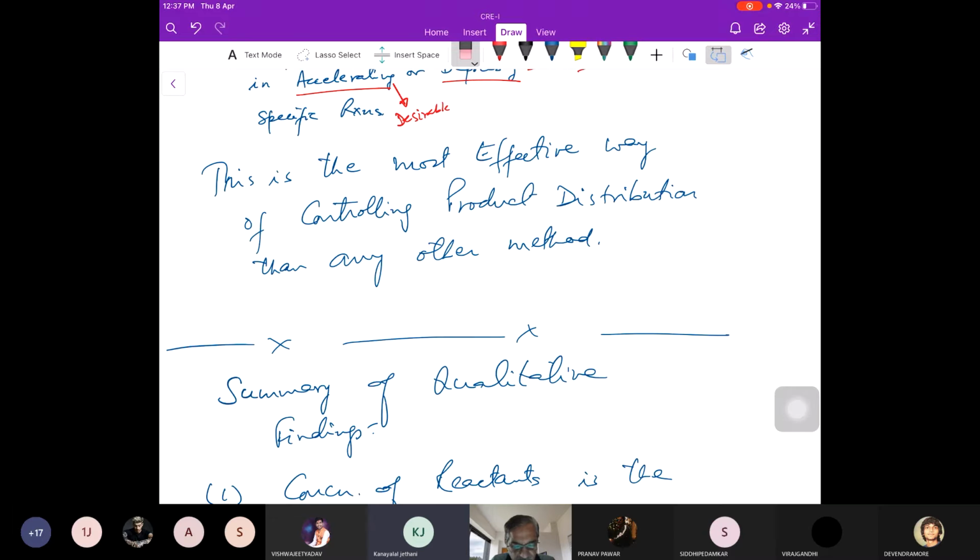Concentration, temperature and catalyst. Catalyst का हमने study करने वाले that is not in purview of unit or rather CRE 1. That is heterogeneous reactions that you study in CRE 2. Temperature का हम देखेंगे next unit में in detail. And here we are going to focus mainly on the concentration effect. How do you get desired product by changing the concentration of the reactants?